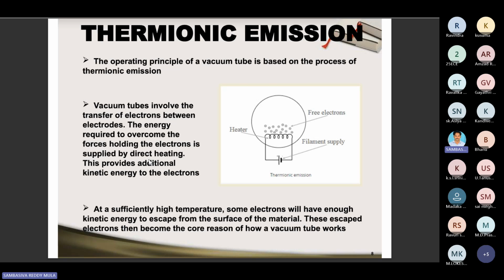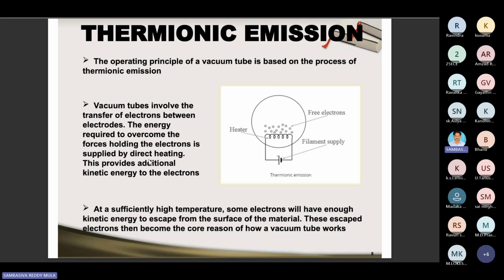With the help of heat, they will generate the electrons. These electrons must move in an ordered way. They will move in an ordered fashion. Then only is it called a flow of electrons, which causes current. If the electrons are moving in arbitrary directions, it will not form an electron flow or current.